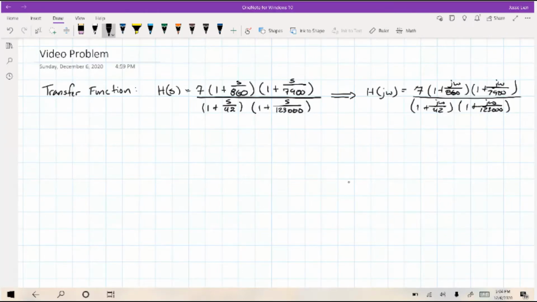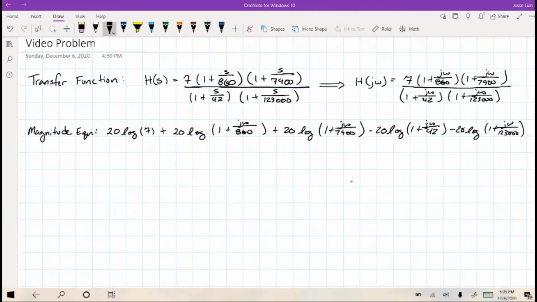In the transfer function, the terms in the numerator are referred to as simple zeros and will be positive when creating the magnitude equation. The terms in the denominator are known as simple poles and will be represented as negatives when creating the magnitude equation. After finding the magnitude equation, we can then find the phase equation by taking the inverse tangent of each term and using the same sign conventions as used in the magnitude equation.